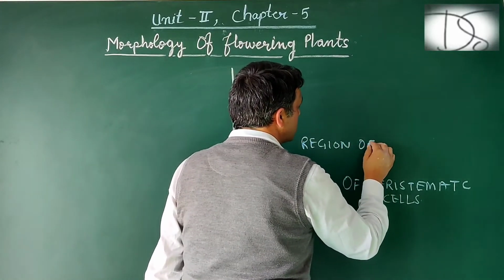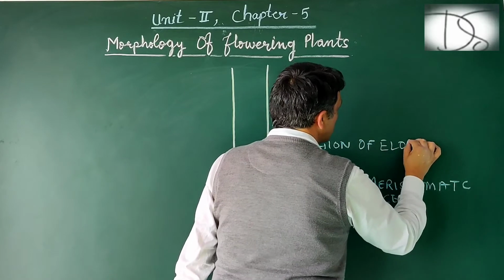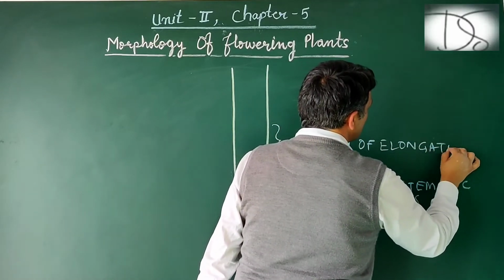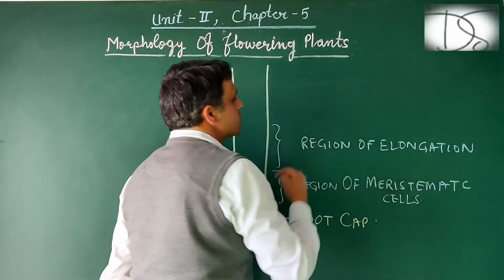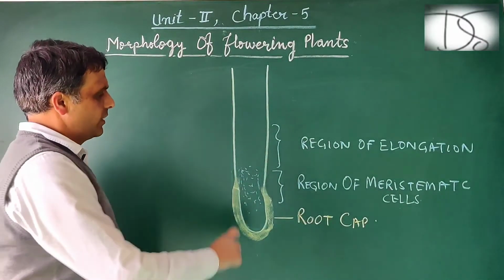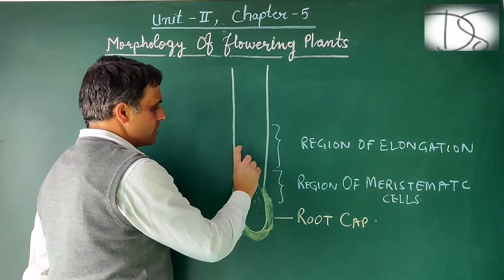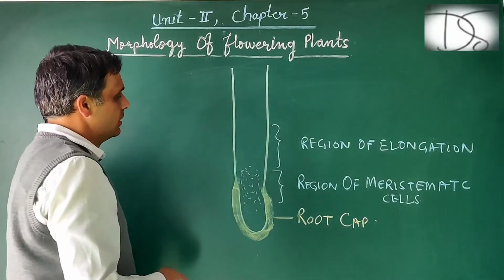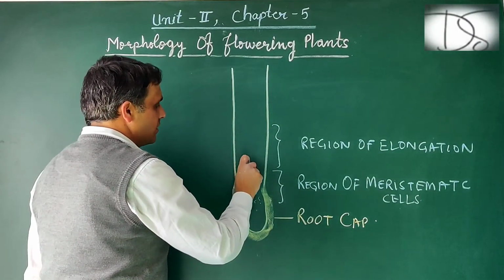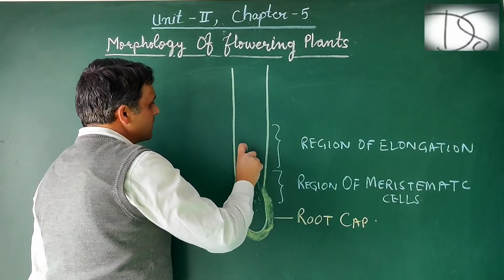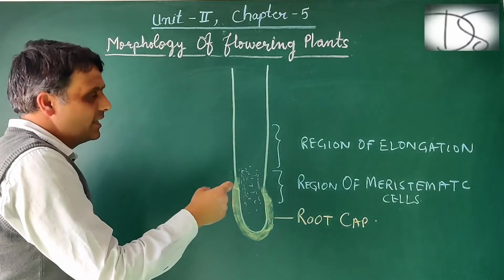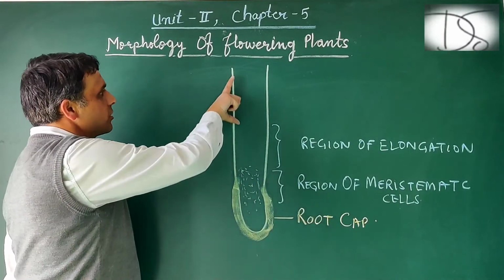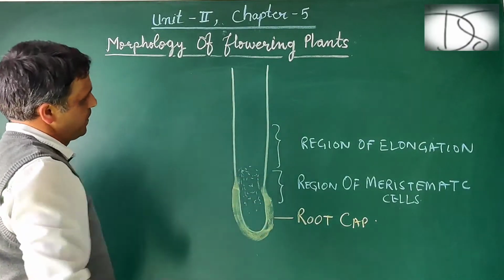Above this region of meristematic cells is present the region of elongation, or we can call it the zone of elongation. Here what happens is that these cells which have been formed by the continuous division elongate and mature, which obviously helps in the elongation of this root.